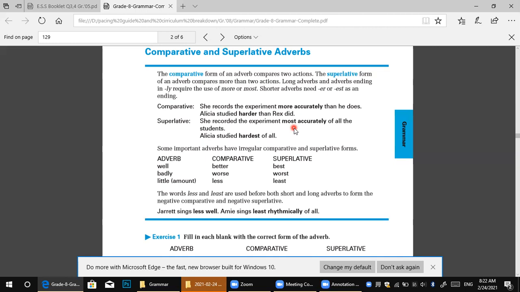Elisha studied hardest of all. Here, hardest modifies what? Does it modify Elisha or modify studied? What is the hardest? Here, studying is the hardest. So it's an adverb.